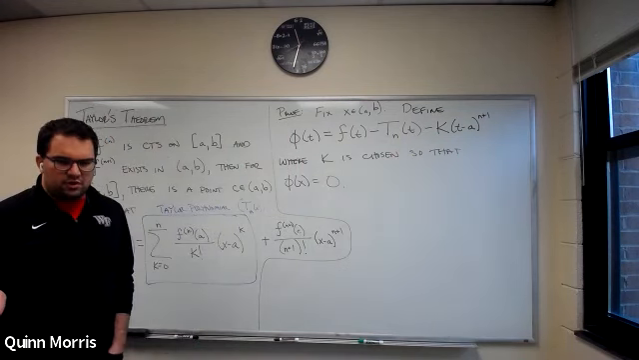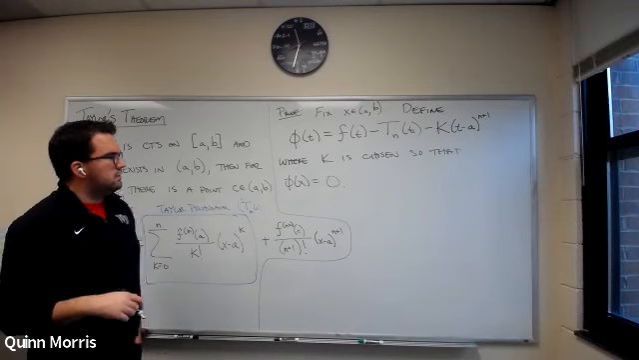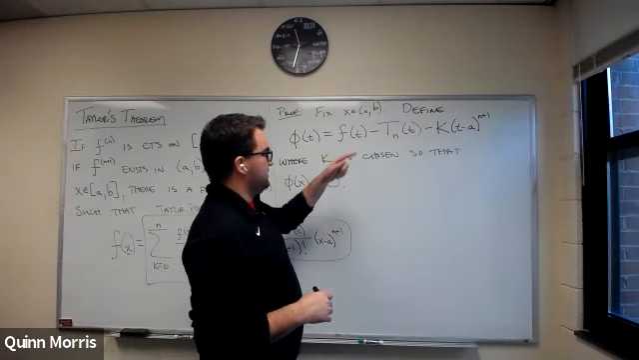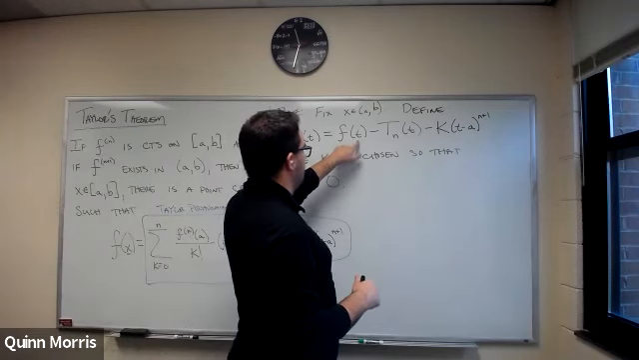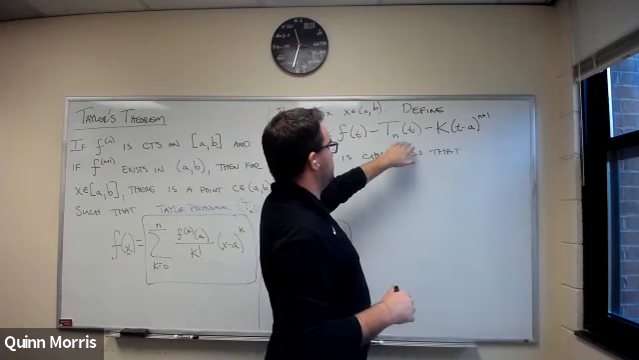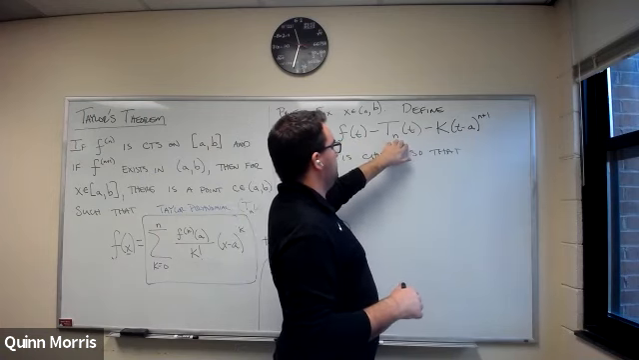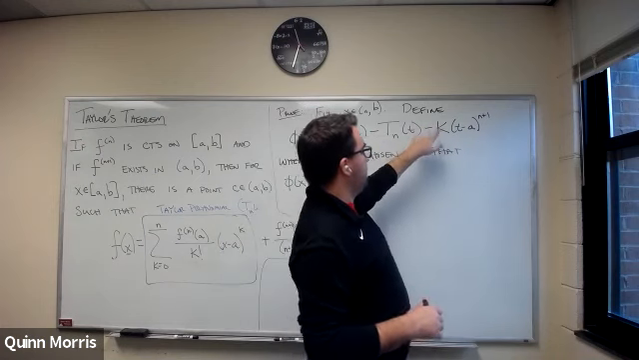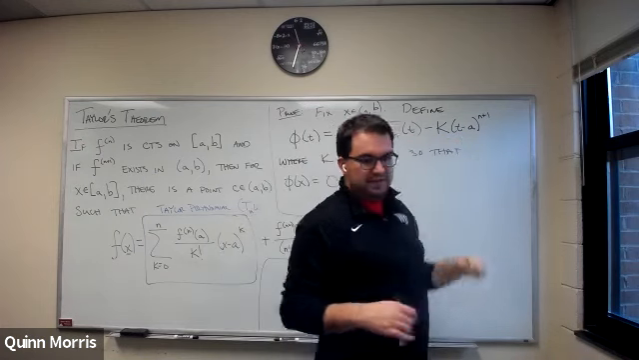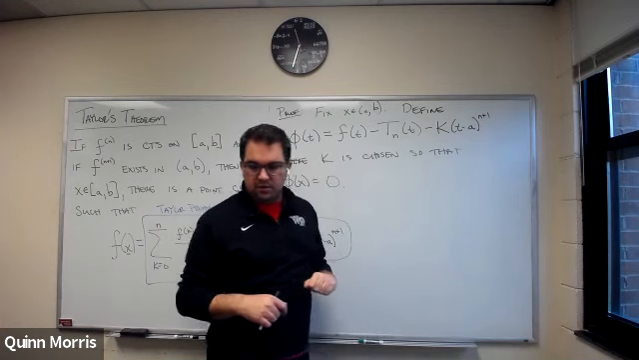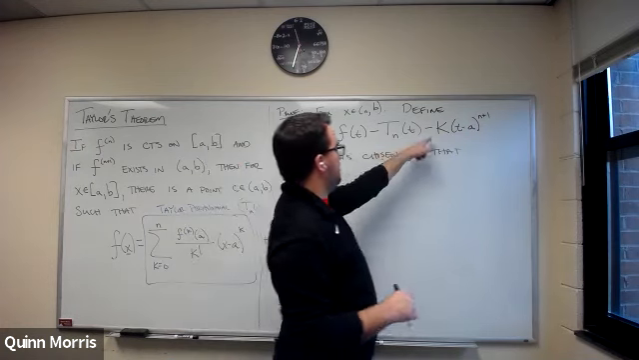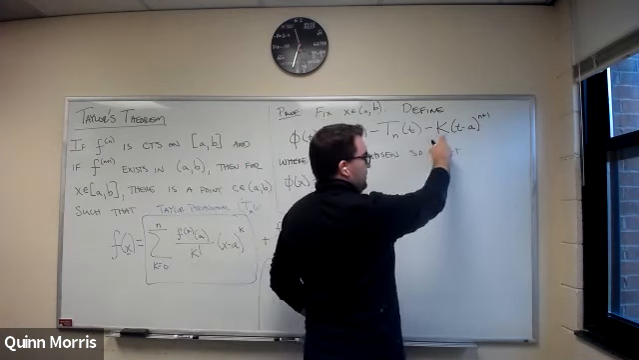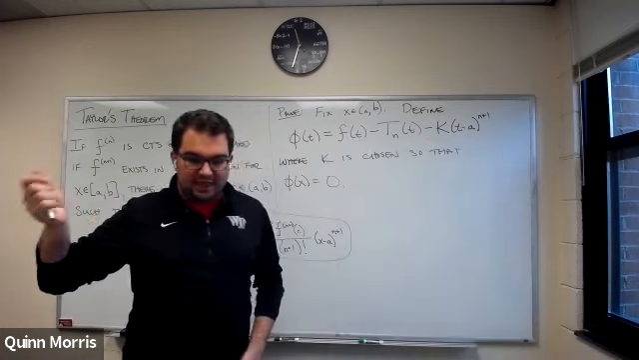And you might say, well, how do you know you can choose such a k? Well, imagine I plug x in here. So if I plug x in here, I get f of x minus T sub n of x. Those are just fixed values, minus k times (x minus a) to the n plus 1. Okay, so the only thing I'm varying now is k.